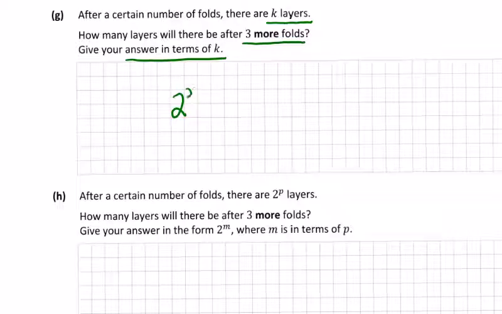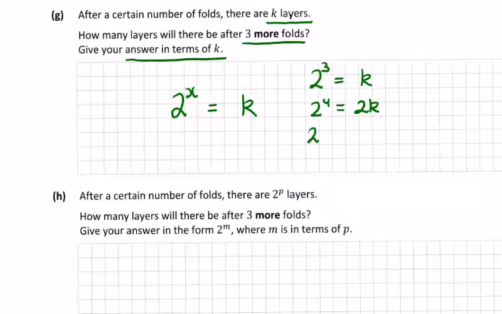Okay, well, 2 to the power of x, we don't know what x is, equal to k. Let's just assume this is 2 to the power of 3 is equal to k. And we know k is 8 here. The next answer would be 16, 2 times k. 2 to the power of 4 would be 2 times k. 2 to the power of 5 would be 4 times k, 2 by 2. And 2 to the power of 6 will be 8 times k.